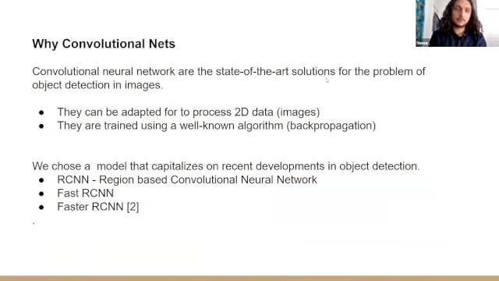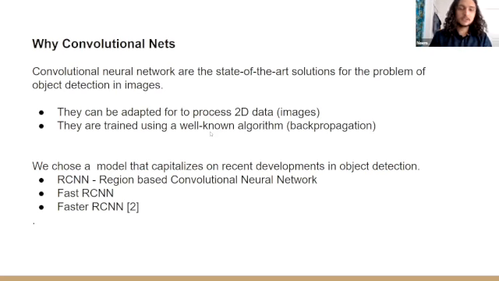Right, so I'm going to talk about why convolutional networks are good for image processing. Convolutional networks can process multidimensional data. An image is 2D data, right? So a convolutional net is a good neural network to process images because of that. The other thing is that they're trained using the same well-known algorithm called backpropagation. What that means is that we can implement the same techniques and knowledge that we have in a non-convolutional neural network in a convolutional neural network as well.